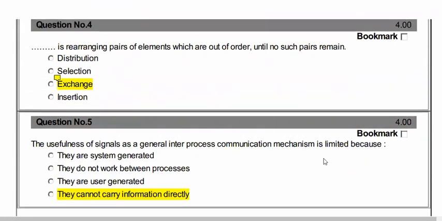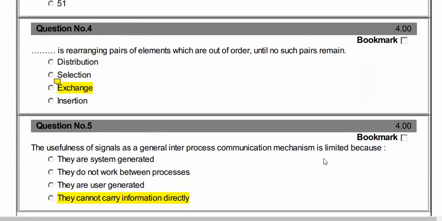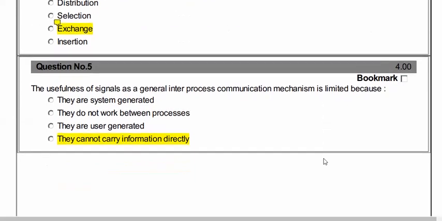Question number 4. Dash is rearranging pairs of elements which are out of order until no such pairs remain. Answer is exchange sort. Exchange sort is also known as bubble sort. Bubble sort is rearranging pairs of elements which are out of order until no such pairs remain.